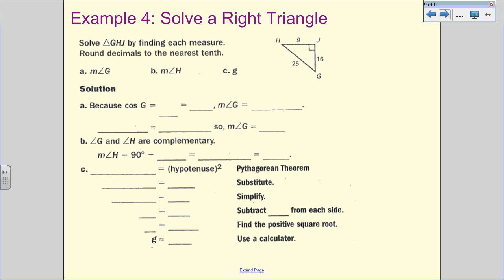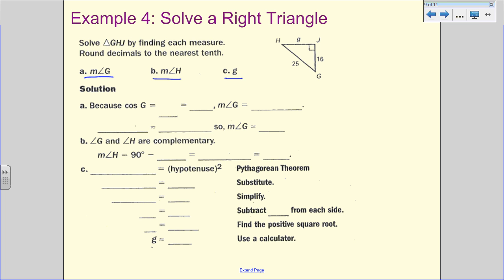All right, ladies and gentlemen, here it is. This is our culminating activity. This is our last example before the checkpoints. This is where we finally solve a right triangle. This is what we've been waiting all lesson to do. There are 3 parts. Find the measure of angle G. Find the measure of angle H. And then find side G.